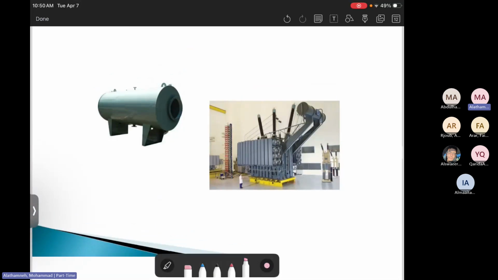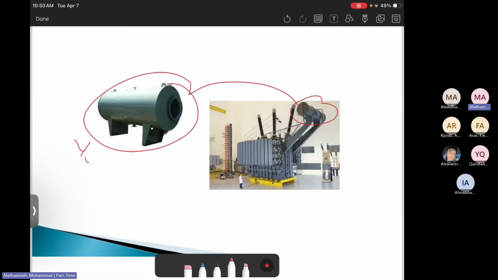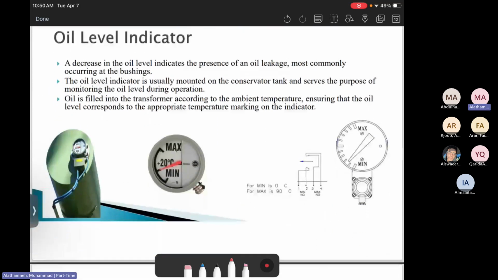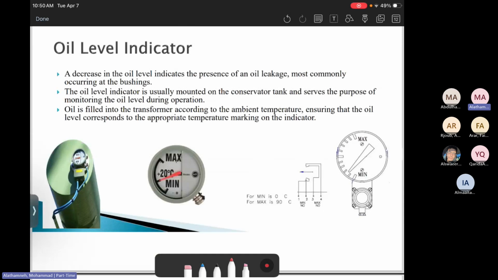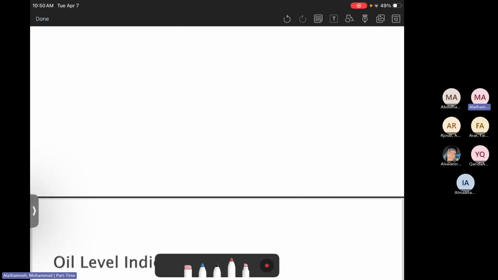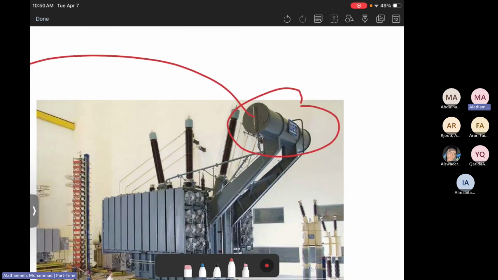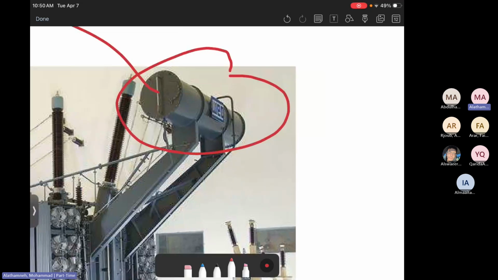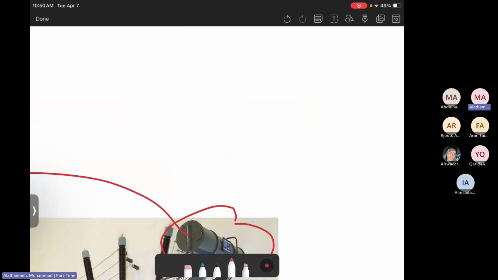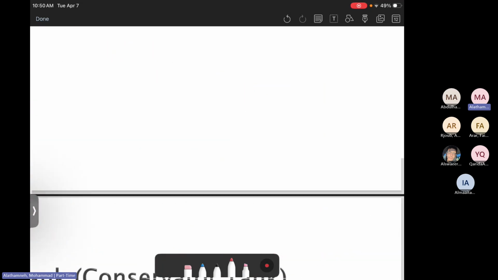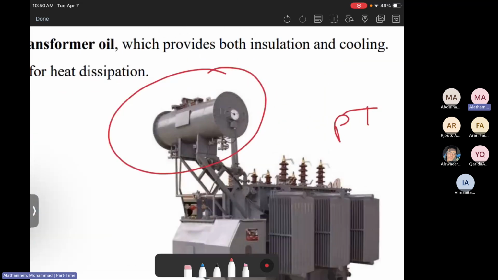This is the conservator tank. Again, it is located here. This is how it looks. Again, it is 1/10 of the size of the main tank. Next, the oil level indicator, which is very important for us. It should be a meter inside here. Where is it? Let me see another picture for the conservator. Yes, here it is.